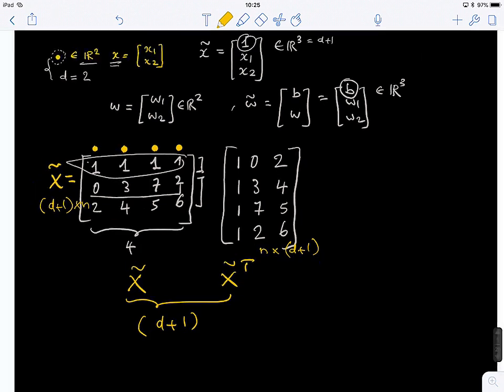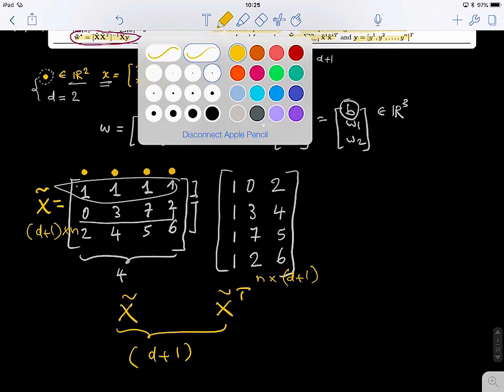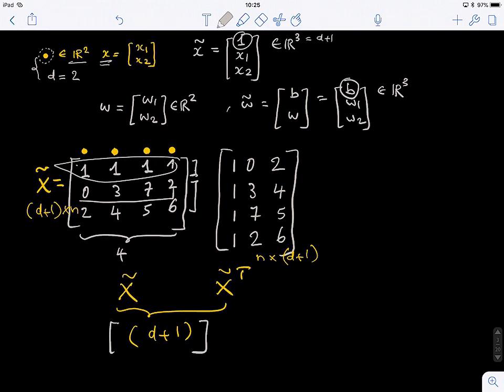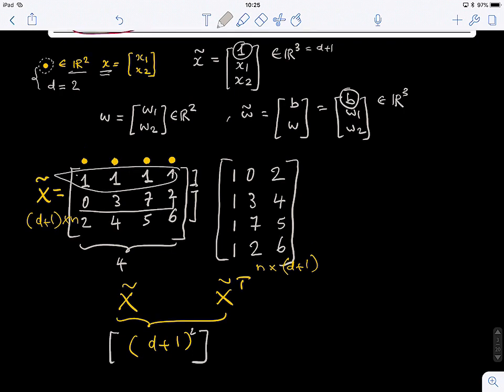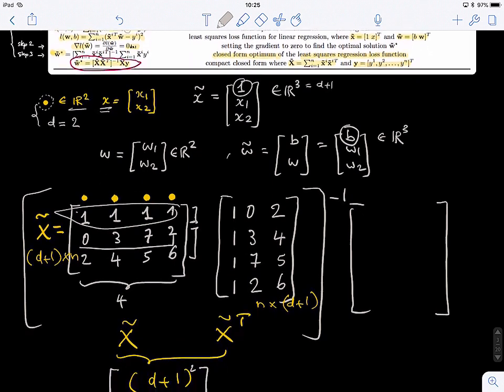Okay? So, right, and then after that, what should we get? After that, we need to transpose it. Even if we transpose this one, we'll have the same dimensionality of the matrix. So it's a (D plus 1) times (D plus 1) matrix. Okay? So we compute the inverse of this matrix, and then we need to multiply it by what? By the matrix itself. And the y here.